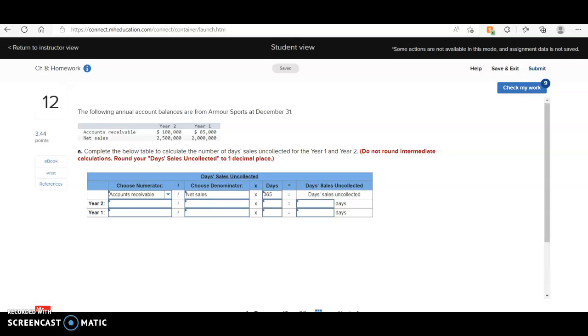All right, continuing on part 3 of our week 10 and chapter 8 homework, at this point we are going to be looking at our ratio that comes from chapter 8, which is the days sales uncollected. And the formula for that is taking accounts receivable divided by net sales times 365 days. So if we look at 2 years of that, we're going to plug in our accounts receivable.